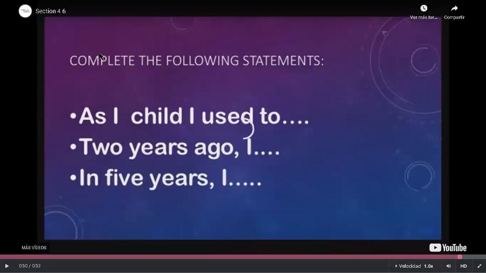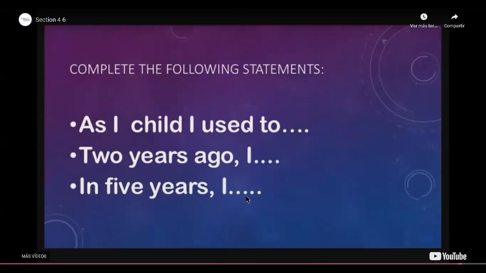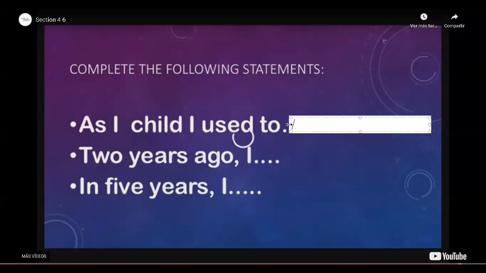Okay, so right now what we're going to do is to practice with these time expressions, talking about something that you did as a child, or something that changed. 2 years ago, in 5 years, so try to give me one example. Think about your examples. As a child, I used to, okay? So remember the intonation. As a child, I used to.